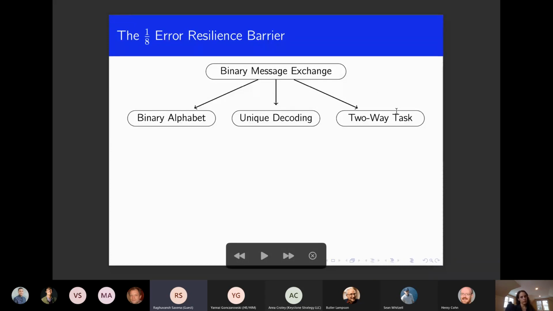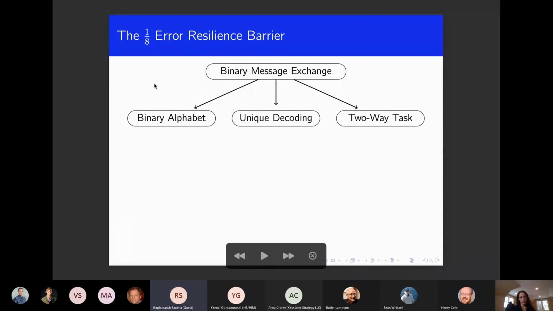A third property of the message exchange problem is that it's a 2-way task. Both Alice and Bob have inputs that they want to send to each other. And this again tends to cost a factor of 1/2, because you want to run the one-way protocol in 2 directions. And you want the total error fraction to be small, but the relevant error fraction is just the error fraction in one of the 2 directions. The adversary can just focus all the errors in only one direction, and that costs you another factor of half. So these are the 3 factors of half that are present in binary message exchange. This is why you get a factor of 1/8.